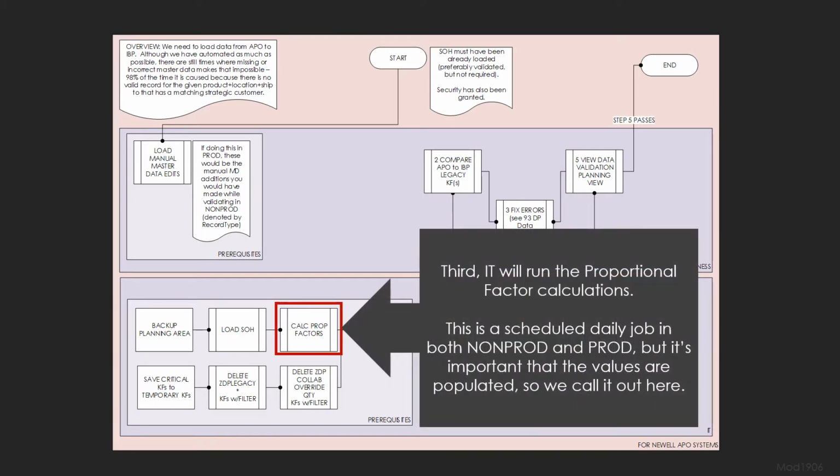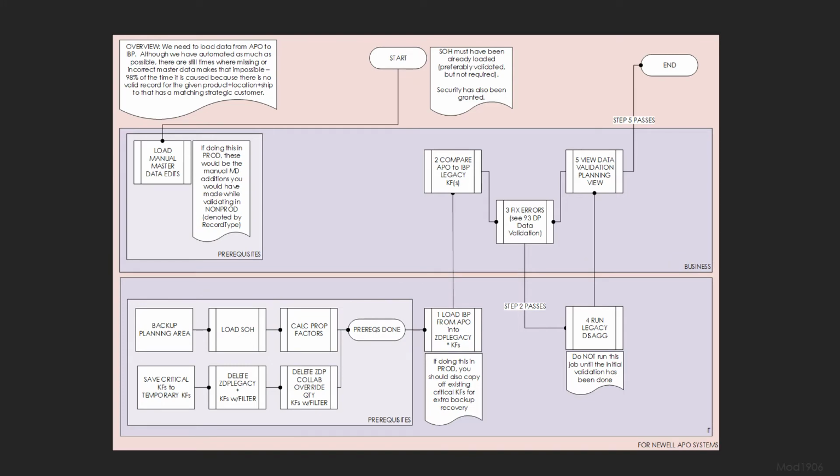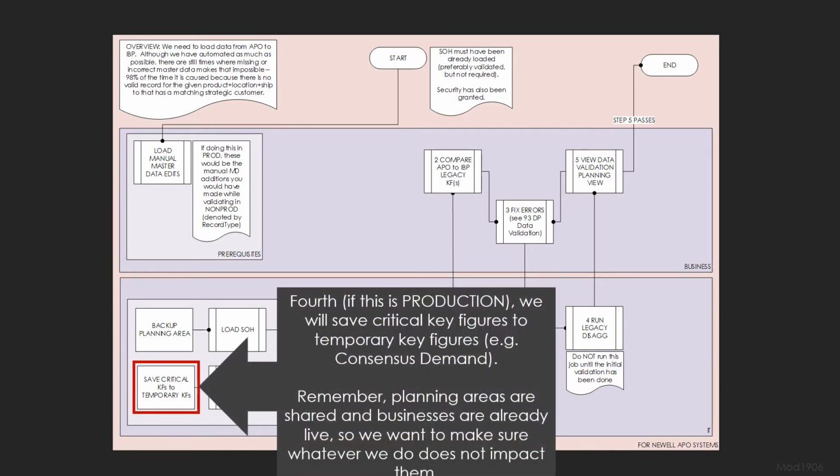Third, IT will run the proportional factor calculations. This is a scheduled daily job in both non-prod and prod, but it's important that the values are populated, so we call it out here. Fourth, if this is production, we will save critical key figures to temporary key figures, for example, consensus demand. Remember, planning areas are shared and businesses are already live, so we want to make sure whatever we do does not impact them.